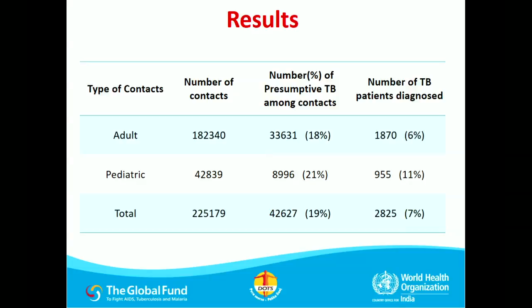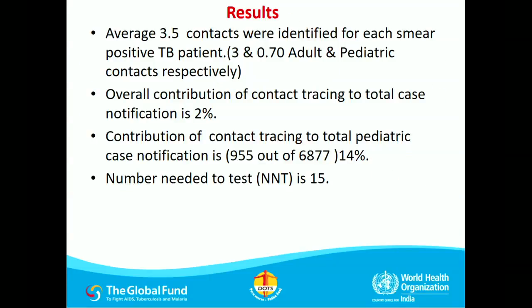If we disaggregate these contacts in terms of adults and pediatric, we found that 42,000 out of these 225,000 were pediatric contacts, and 955 TB patients were pediatric TB patients found out of this contact tracing. So for each smear positive TB patient, we found around 3.5 contacts. For the adult age group, 3 contacts per smear positive patient, and for pediatric, it was less than 1.